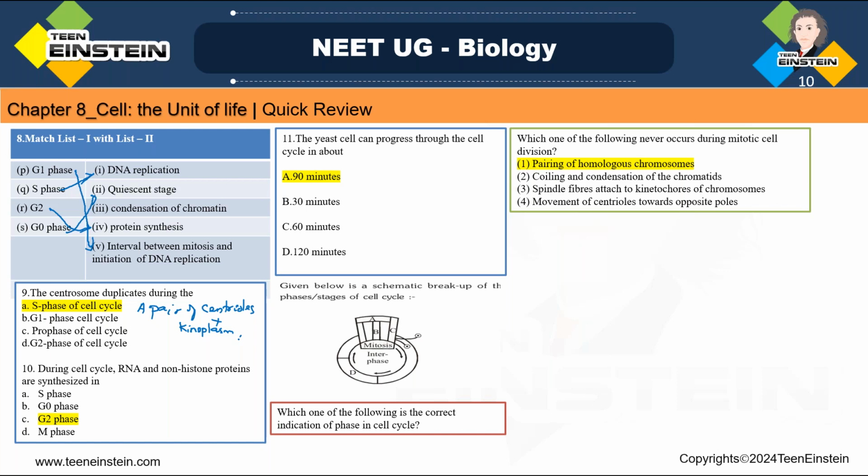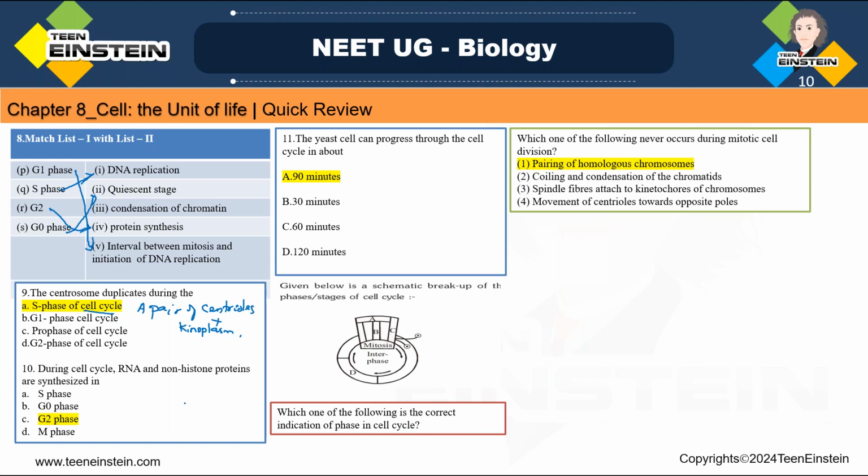This divides during the S phase of the cell cycle, right? So division takes place during the S phase, and that forms two centriole pairs or two centrosomes. Okay, during the S phase of the cell cycle, that's the correct answer. And this duplication takes place in the cytoplasm of the animal cell. Clear?